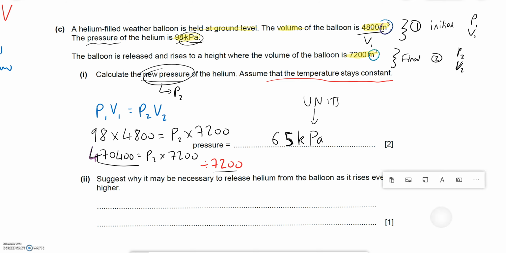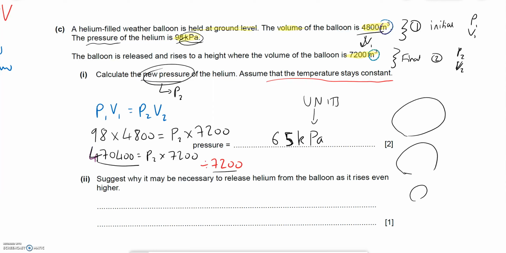Next, why it may be necessary to release helium from the balloon as it rises ever higher. Well, as it rises higher, hopefully you're spotting that the volume of the balloon is increasing. Now, it could keep increasing, but eventually, it's a balloon, the gas can't go anywhere, so the balloon's probably going to pop or burst. And that's what they're looking for here.